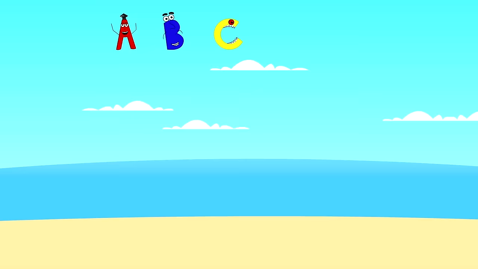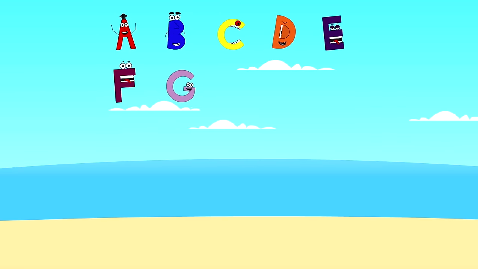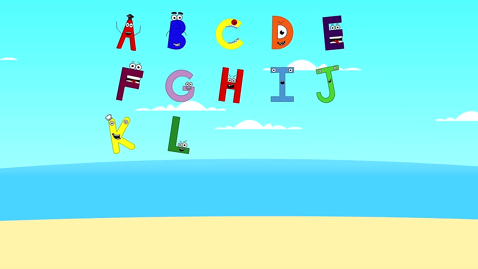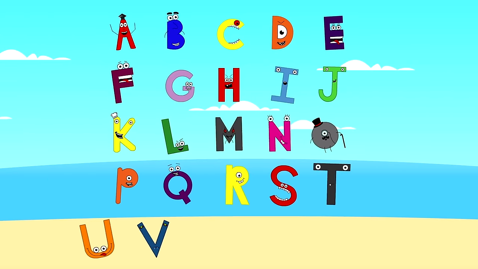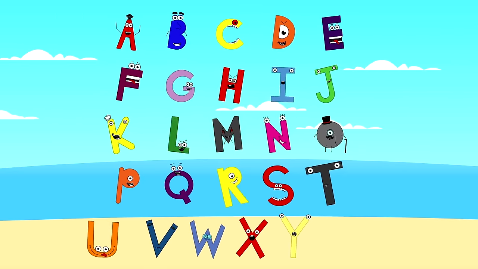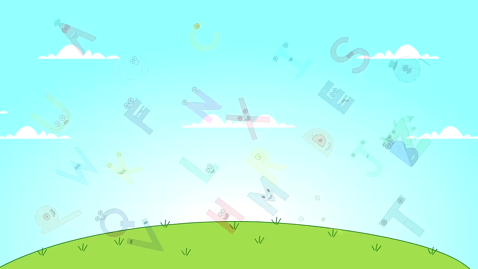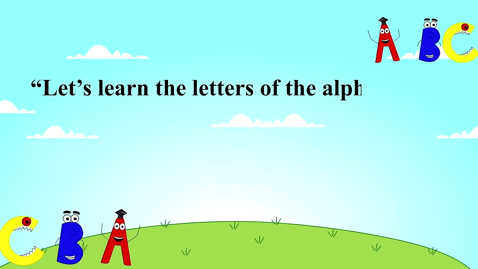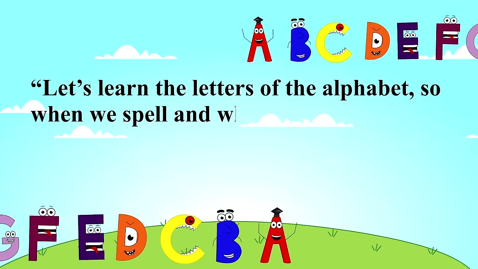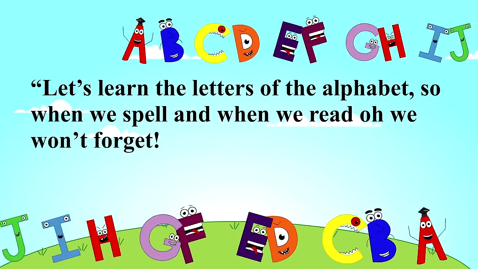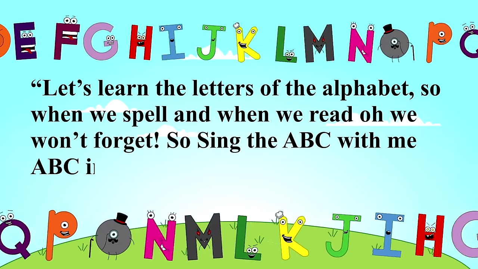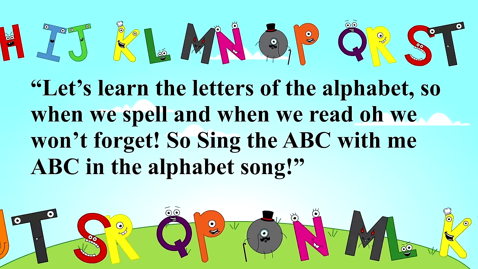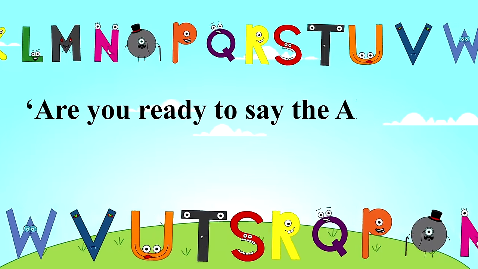A, B, C, D, E, F, G, H, I, J, K, L, M, N, P, Q, R, S, T, U, V, W, X, Y, and Z. Let's learn the letters of the alphabet, so when we spell and when we read, oh, we won't forget. So sing the ABC with me, ABC in the alphabet song.